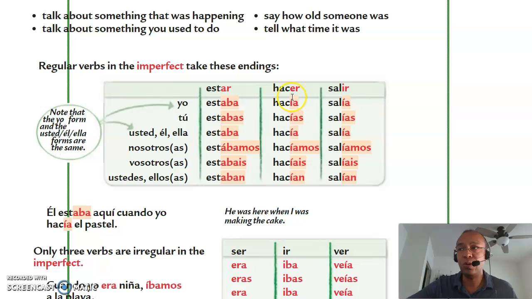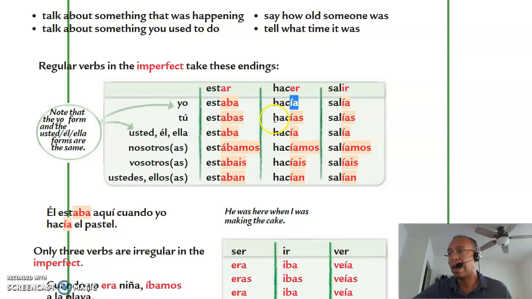Hacer is to do. So you have to keep the stem of hacer. You're going to get rid of ER and put the endings that belong to each pronoun. For yo it is ía, so you will say hacía. But remember that the letter H is silent in Spanish. You never pronounce it. Hacía.